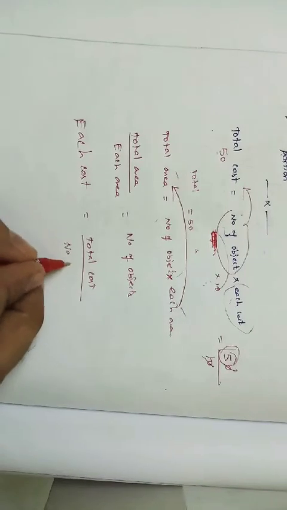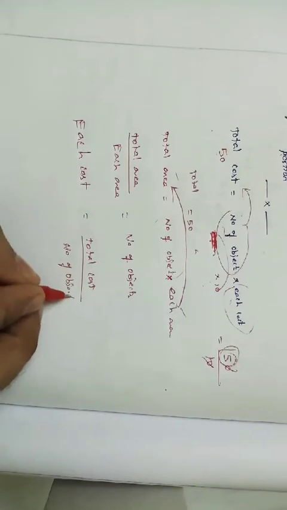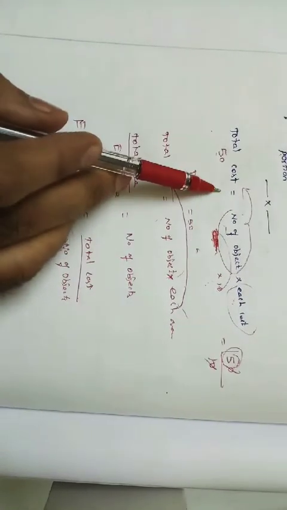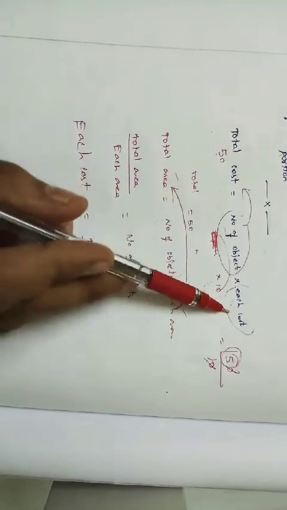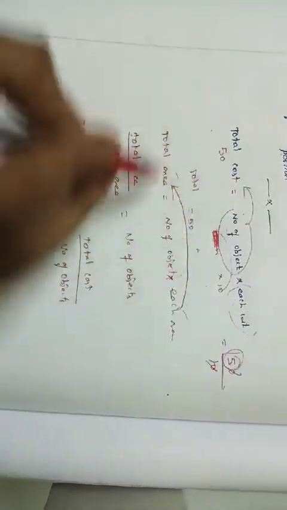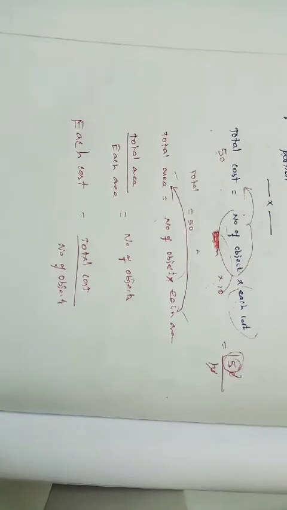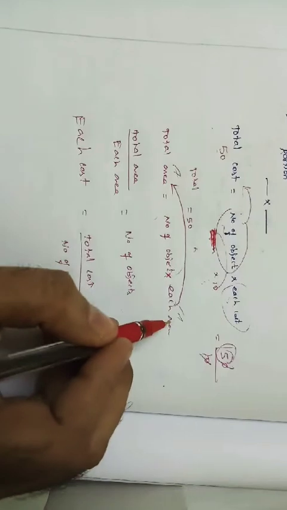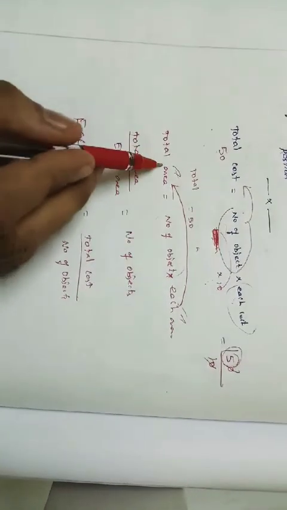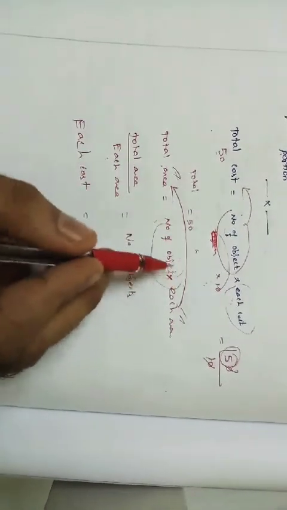So which formula is the base? Total cost is equal to number of objects into each cost. This is the base formula. From that, whatever we need, we can get. So here in this question, we have the total area and each area also, so just divide total area by each area, and we'll get the number of objects.